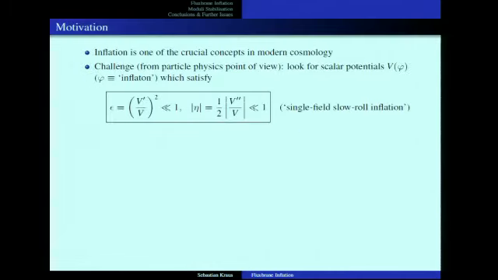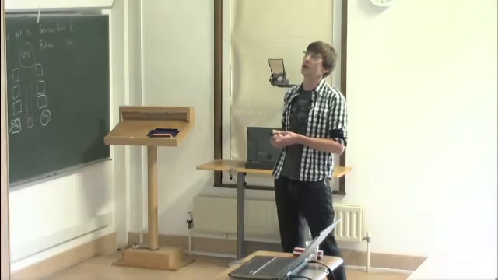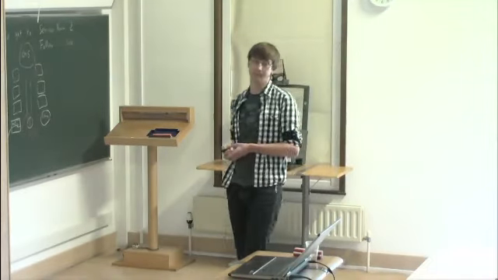Just as a very brief motivation, as you all know, inflation is one of the crucial concepts in modern cosmology, and obviously it's a huge area of research. However, for this talk I will simply content myself with the perspective that from a particle physics point of view, the challenge is to identify a scalar field in your theory which has a potential which is flat, essentially. The flatness of the potential is measured by the famous slow roll parameters epsilon and eta.